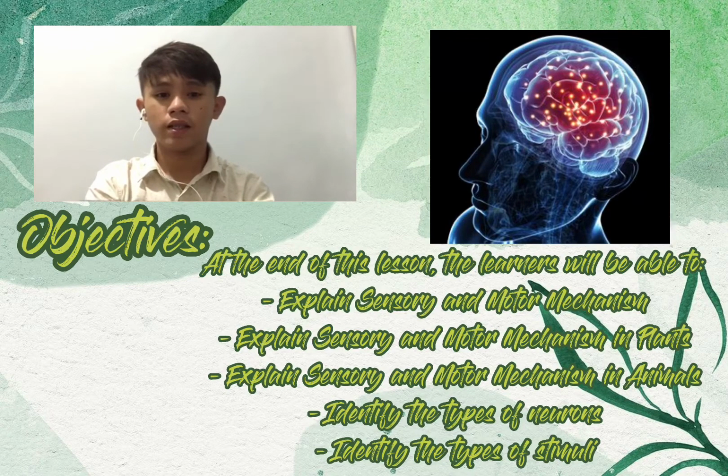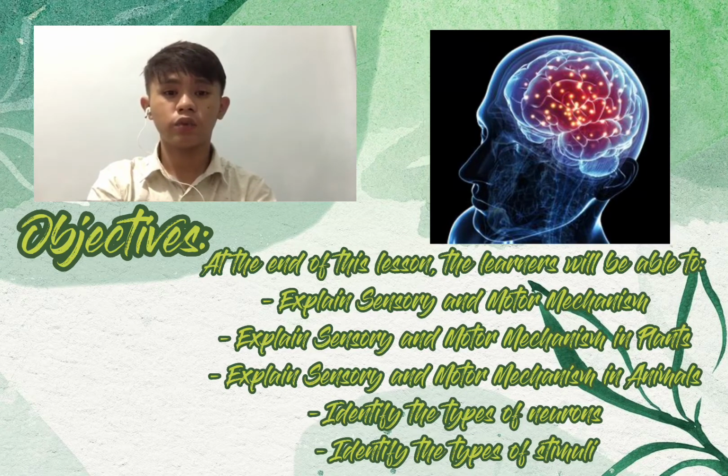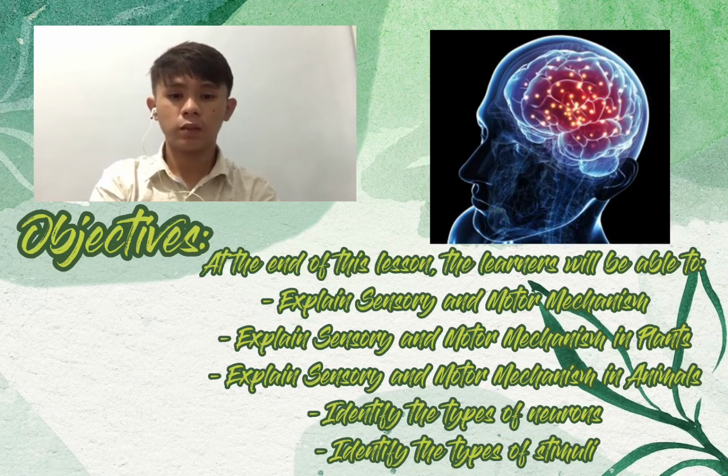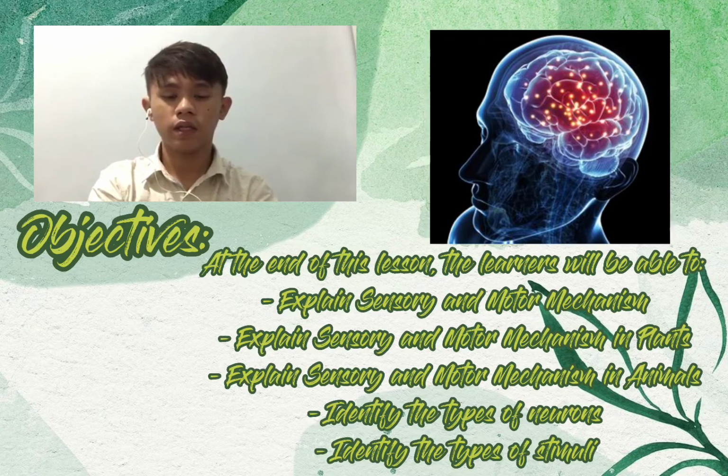Objectives. At the end of this lesson, the learners will be able to explain sensory and motor mechanism, explain sensory and motor mechanism in plants, explain sensory and motor mechanism in animals, identify the types of neurons, identify the types of stimuli.